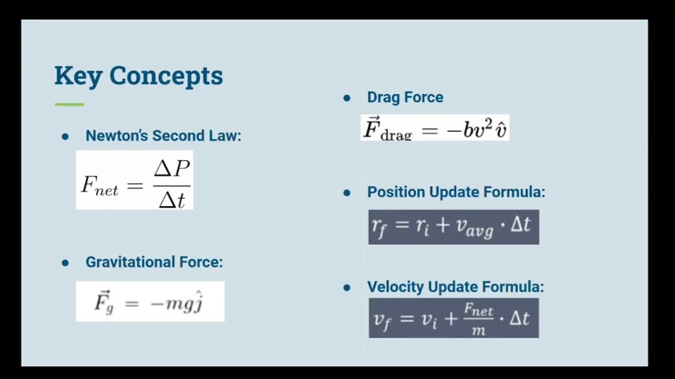In addition, the drag force is the negative proportionality constant used times velocity squared and the velocity unit vector. The proportionality constant is the magnitude of the drag force, so it affects how much air resistance a system has. The higher the constant is, the more air resistance an object has. Finally, the position and velocity update formulas are from the second law.